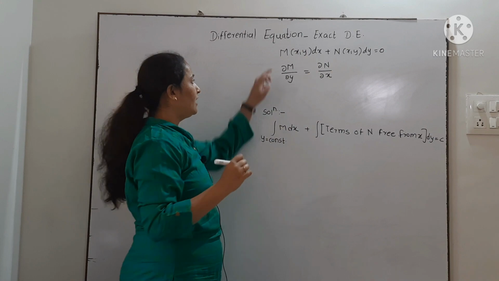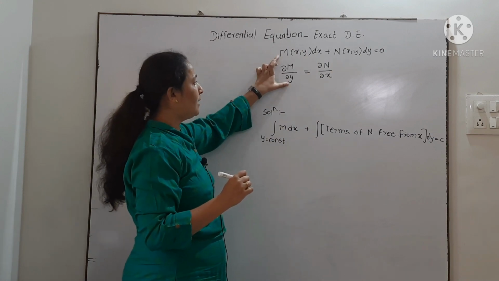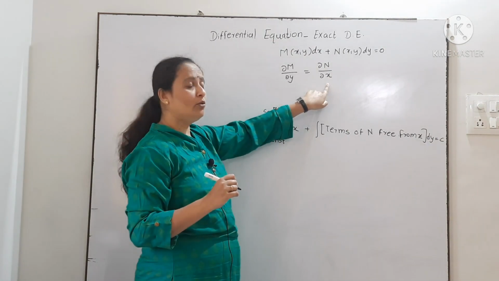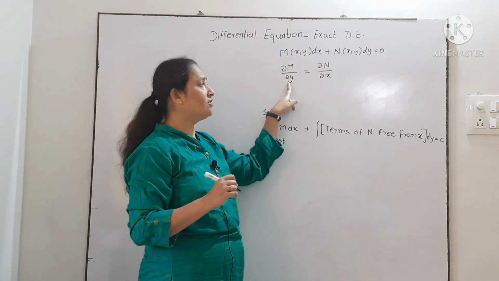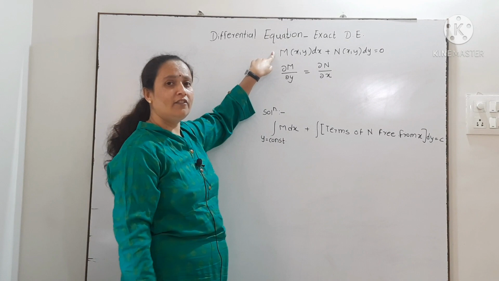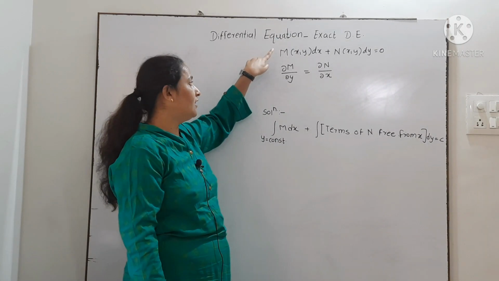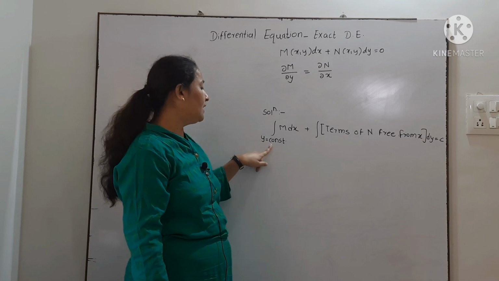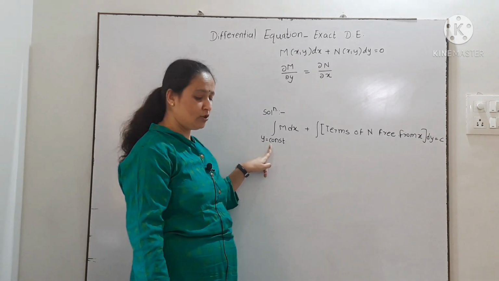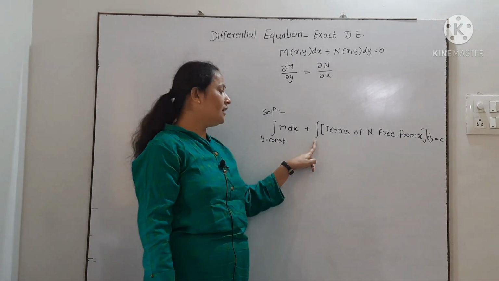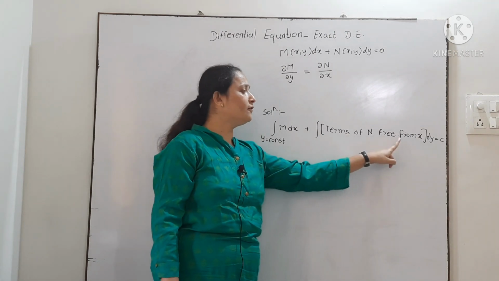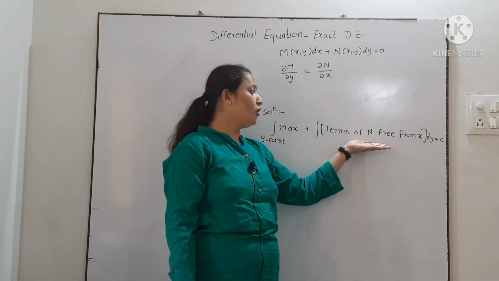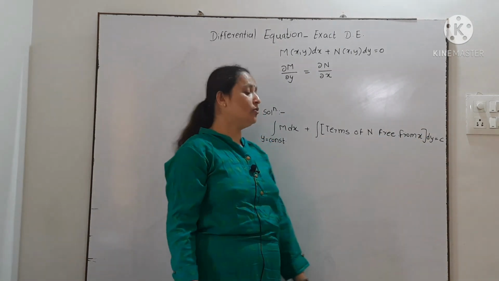That means the partial derivative of M with respect to y must be equal to the partial derivative of N with respect to x. If this condition is satisfied, we can say that the given differential equation is exact. And if the equation is exact, its solution will be given by integral M dx treating y as constant plus integral of those terms of N which are free from x, dy, equal to c.